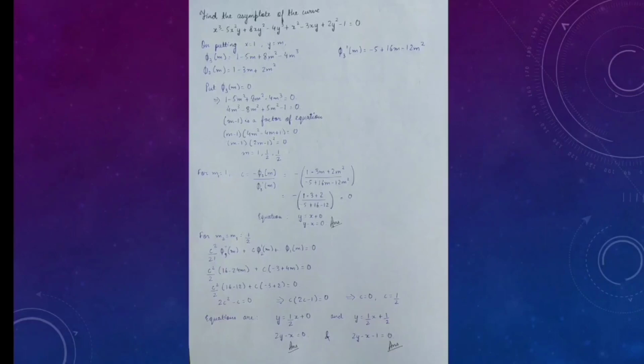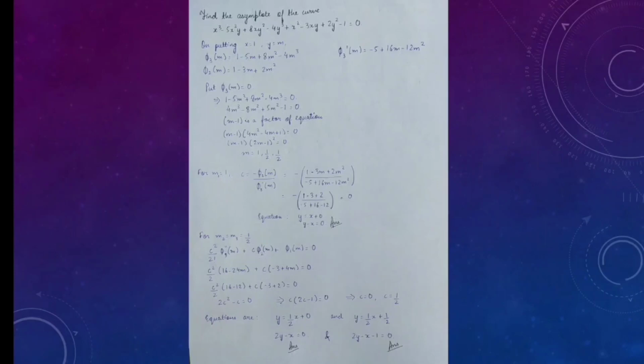Now since m2 and m3 are the same, we'll get two parallel asymptotes as the slope is the same. For finding the different constant values, we'll use the formula c square upon 2 factorial phi 3 double dash(m) plus c phi 2 dash(m) plus phi 1(m) is equal to 0. It will be c square upon 2 (16 minus 24m) plus c(minus 3 plus 4m), and since there is no 1 degree term, it will be 0, which will be equal to 0.